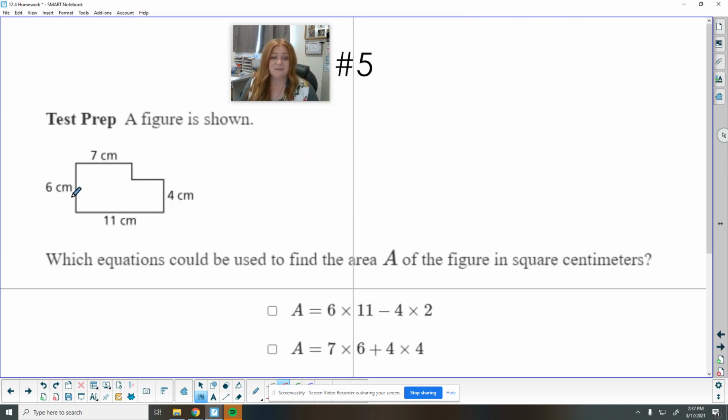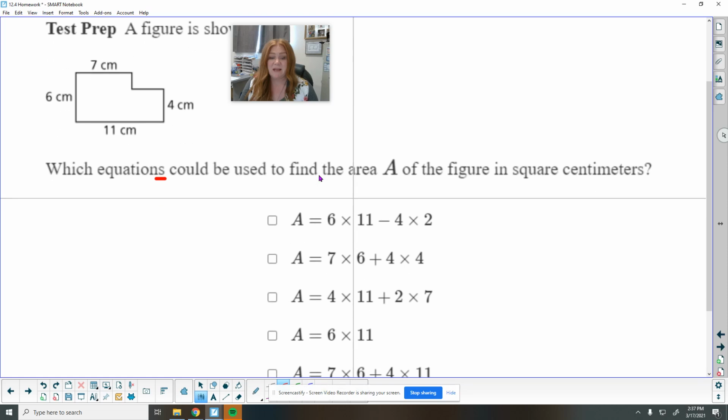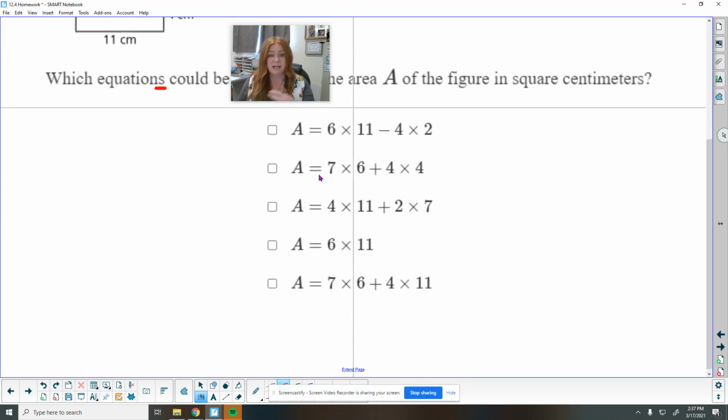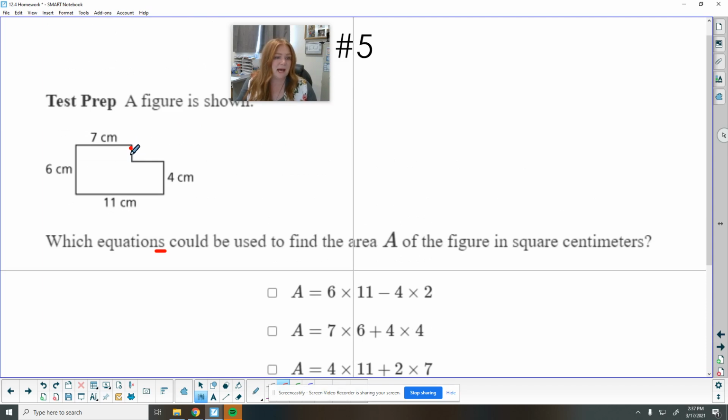Number 5 gives us this figure here. So 6, 11, 4, and 7 as the top. Which equations, so again, more than one, could be used to find the area of this shape? So let's start and find the area. So let's cut it up and down for this one.